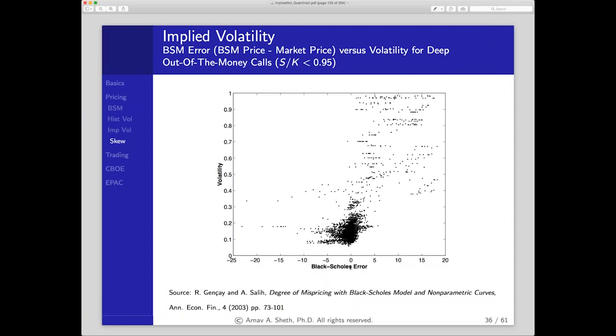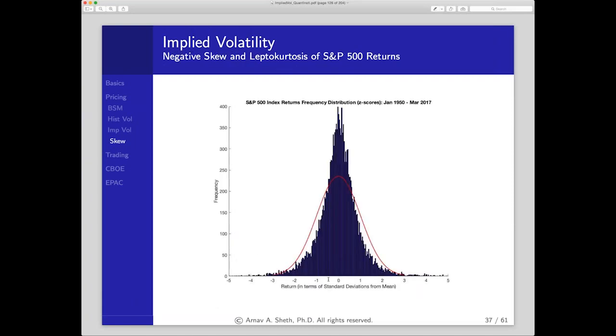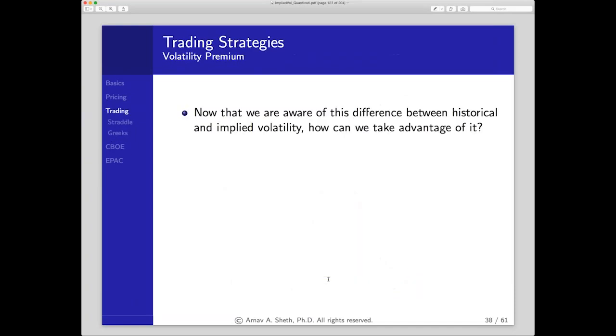Here I have the Black-Scholes error, so that's the difference between market prices and Black-Scholes prices on the horizontal axis and volatility on the vertical axis. And you can see the higher the volatility, the greater the deviation. It should be a nice tight ball around zero and the actual historical volatility, but you can see that the dots are all over the place, and the errors become larger the higher the volatility. Okay, so these are things that we can exploit. This difference between implied volatility and historical volatility or realized volatility is what we can exploit, and that's what I'm going to talk about next.